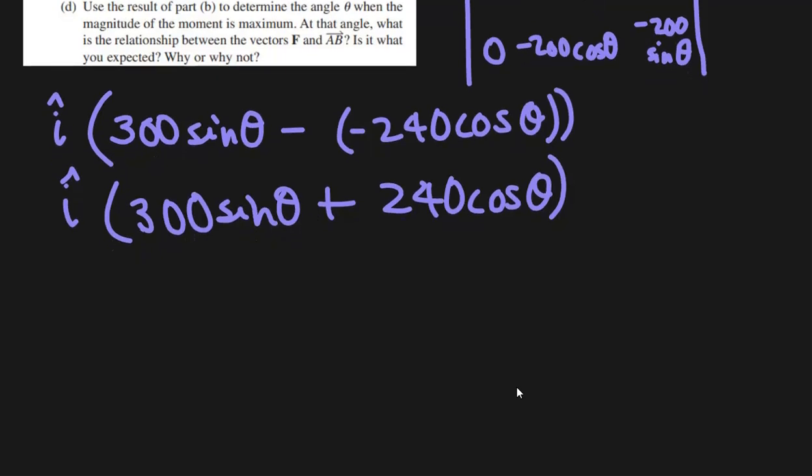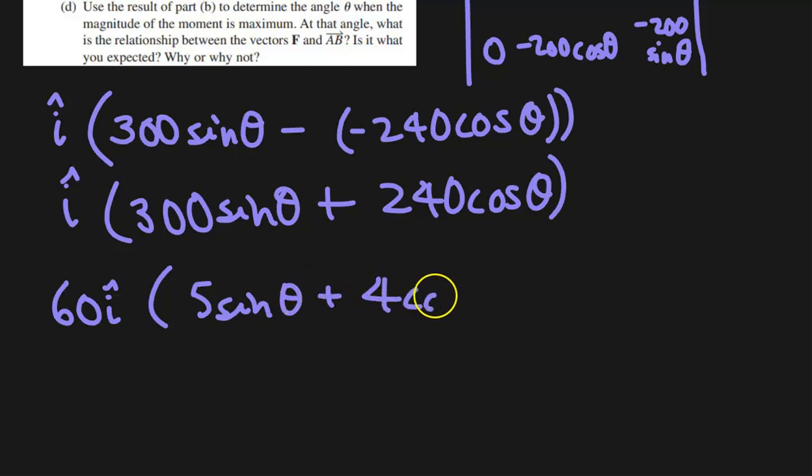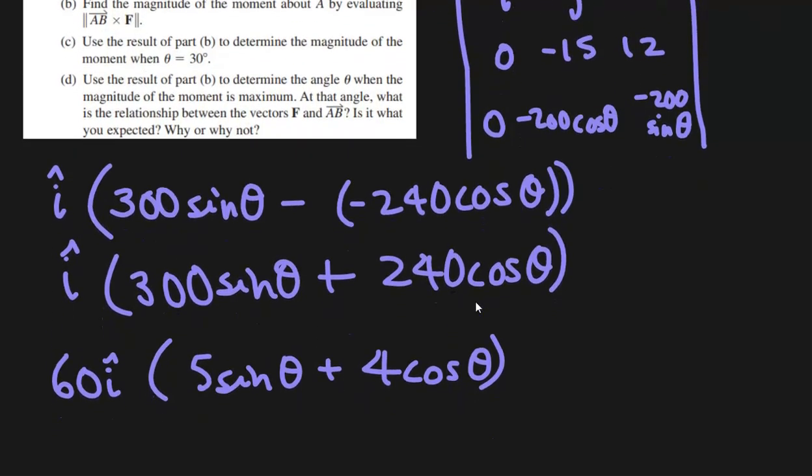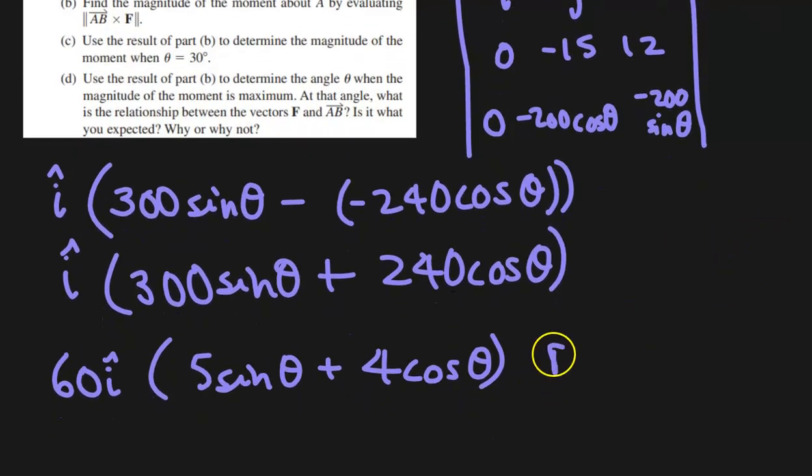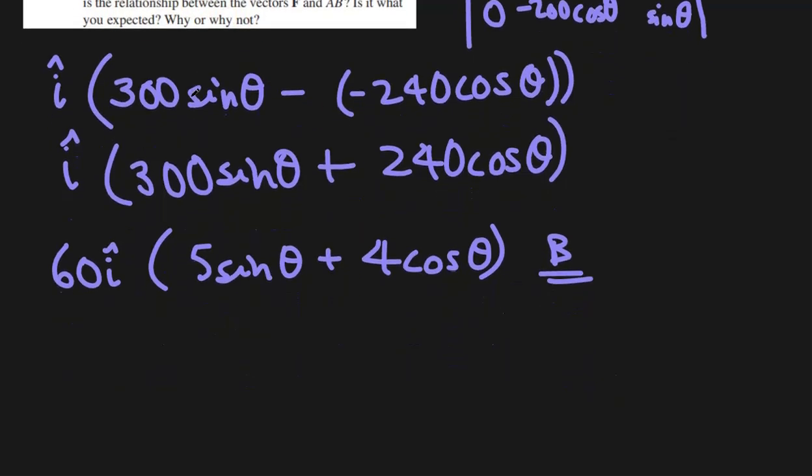We can take out like 60 from this, I think. So we get 60i times 5 sine theta plus 4 cosine theta. Okay, I think that's sufficient for part B: find the magnitude of the moment. And now for part C, we just need to plug in theta equals 30. That's not too difficult at all.